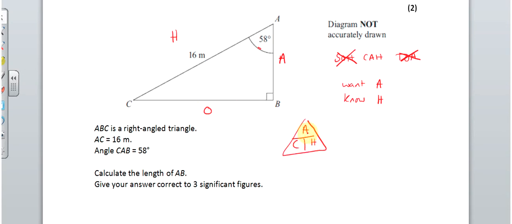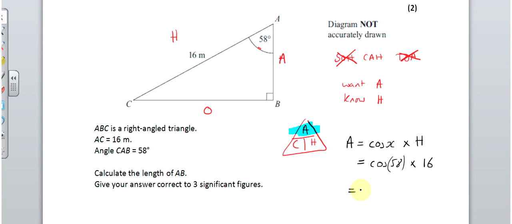We want to work out A, so we cover up the A. So imagine I'm covering up the A now, and I write down A equals cos x, because that's what the C stands for, remember, times H. And I put numbers in, cos of 58, and the calculator will want brackets, times by 16. Why 16? Because that's what H is. And then you type that into your calculator.